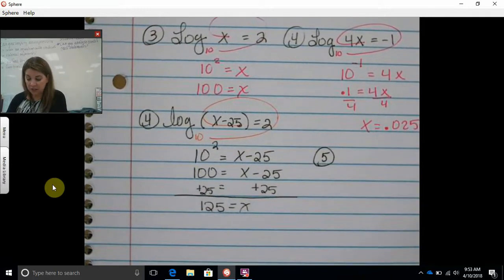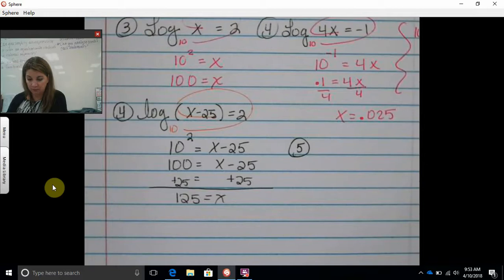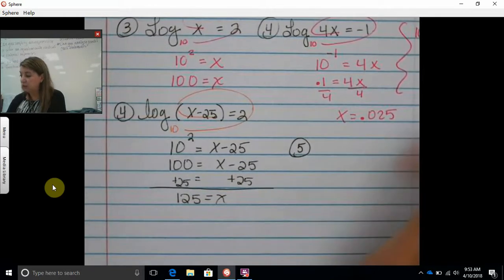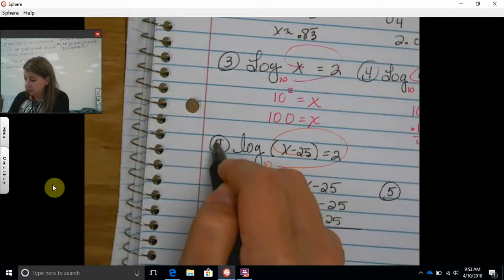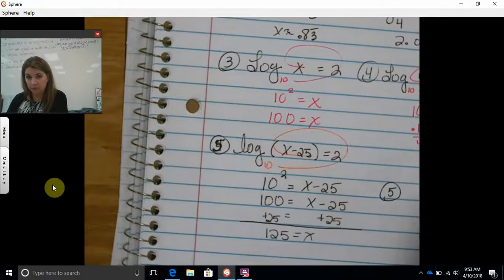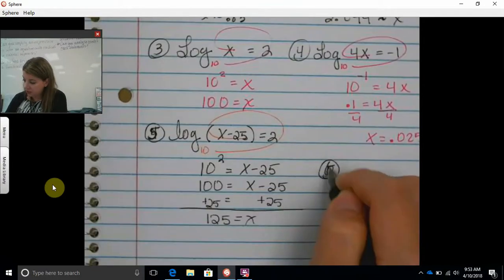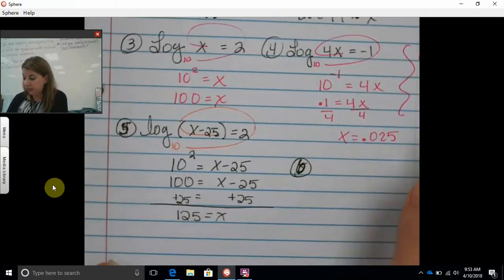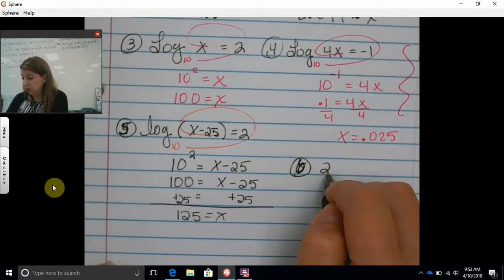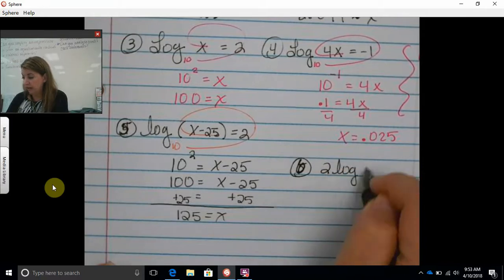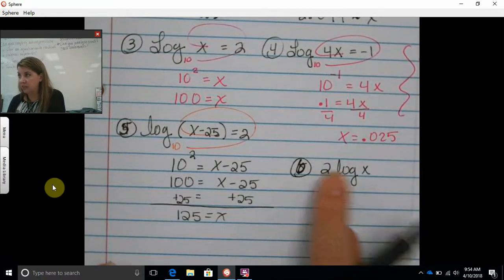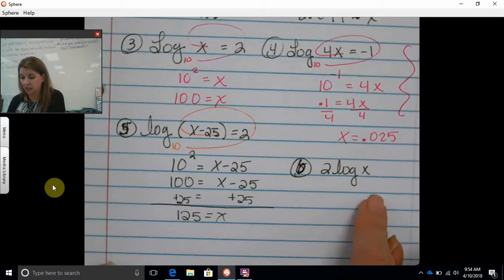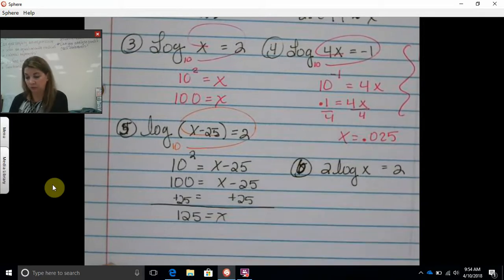Example 5. Y'all stop me if you have a question. Oh, I did two fours. Sorry, the last one was 5. This one is 6. On this one, I have 2 log of x, that means 2 times the log of x, equals 2.